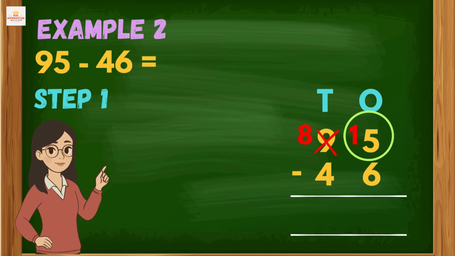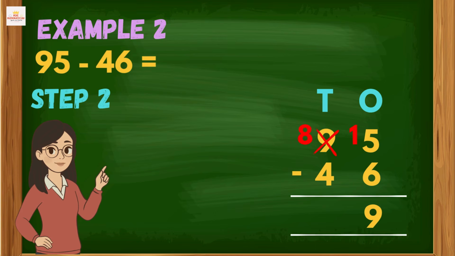Now 15 minus 6 equals 9. Write 9 in the ones column. Now what is the next step? Subtract tens. 8 minus 4 equals 4. Write 4 in the tens column. So 95 minus 46 equals 49.